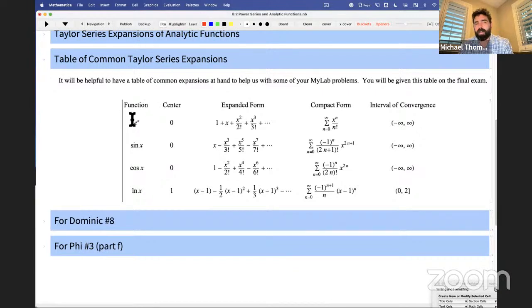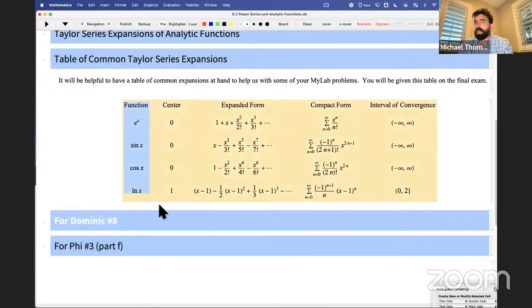What we have is our functions over here on the left. By the way, each one of these is transcendental, so they're all analytic on their domains. 0 is in the domain of e to the x. 0 is in the domain of sine x. 0 is in the domain of cosine x. And 1 is in the domain of natural log of x. Therefore, by the definition of analytic, there must be a power series for each of these at those centers.